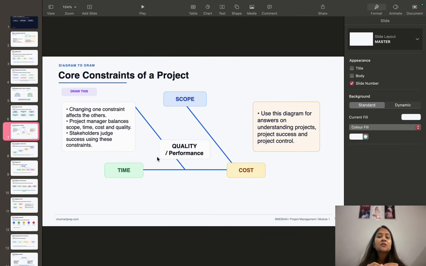I repeat these keywords again and again for the core constraints. The project is controlled by these keywords. First one is scope, second is time, third is cost, and quality. I hope you will remember these keywords.